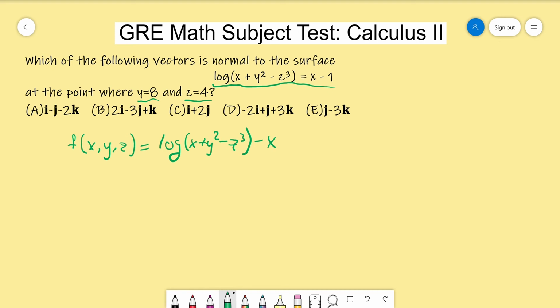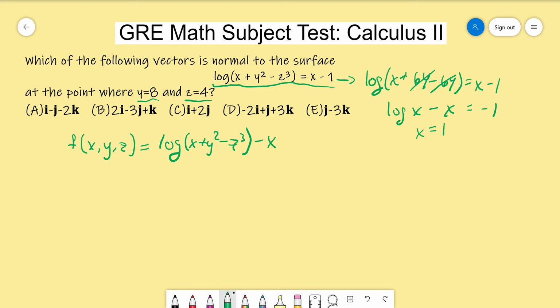Let's see, what would x be when y equals 8 and z equals 4? That means that we have log of x plus 64 minus 64 equals x minus 1. Well, 64 and 64 just cancel out, so we get log of x minus x equals negative 1. If you try out some different numbers, you can figure out that x is equal to 1, because log of 1 is 0, minus 1 is equal to negative 1. Okay, so now we know what x is.